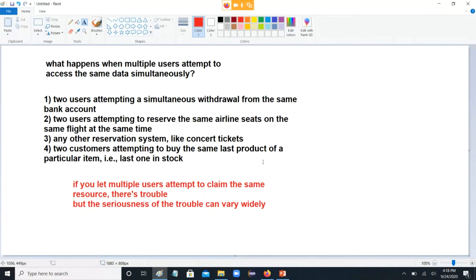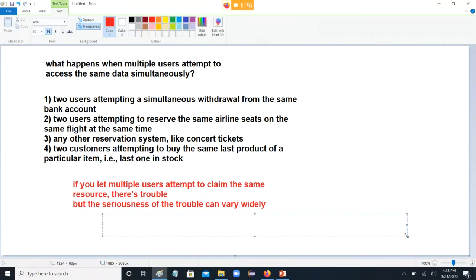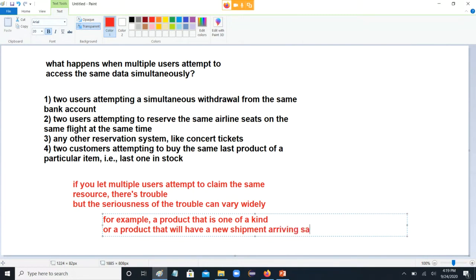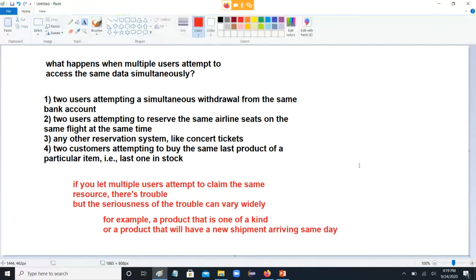Likewise, two customers attempting to buy the same last product of a particular item, well, that depends, right? So I could say, for example, a product that is one of a kind, right? Then that would be kind of serious because you can't fulfill one of those customer orders. Or a product that will have a new shipment arriving same day, right? So suppose we're talking about something that's a pretty big seller, like, say, whatever the top best-selling book of the day is.